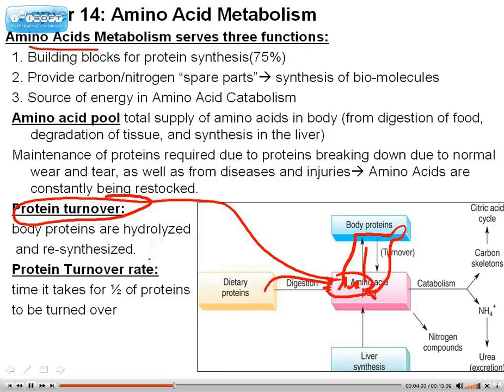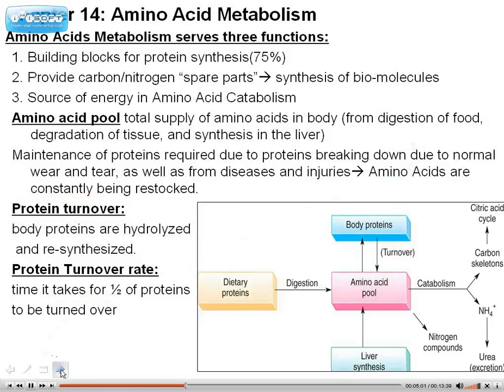When we're breaking them down, we need water to do this, which is where we get the term proteins are hydrolyzed. The protein turnover rate is the rate that this occurs, and so it's the time it takes for one half of the protein to be turned over. That means going from amino acids to proteins and back to amino acids. You can go through the rest of this. These are just the highlights that you absolutely need to know.